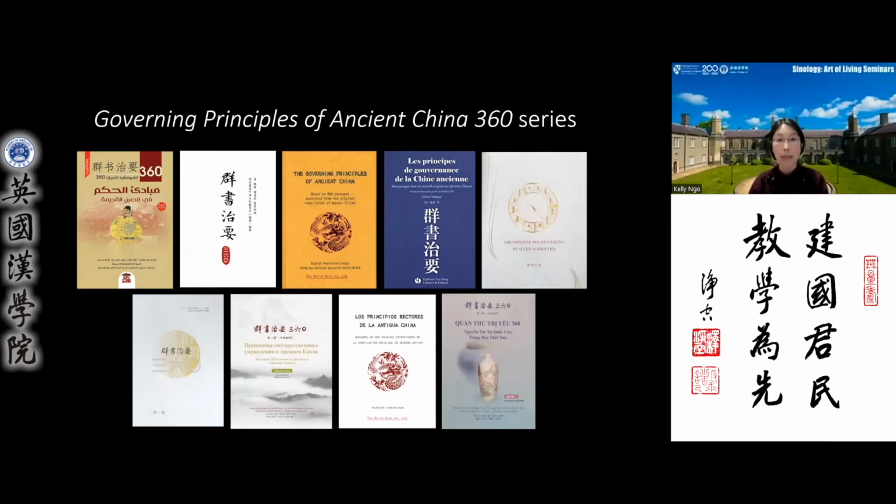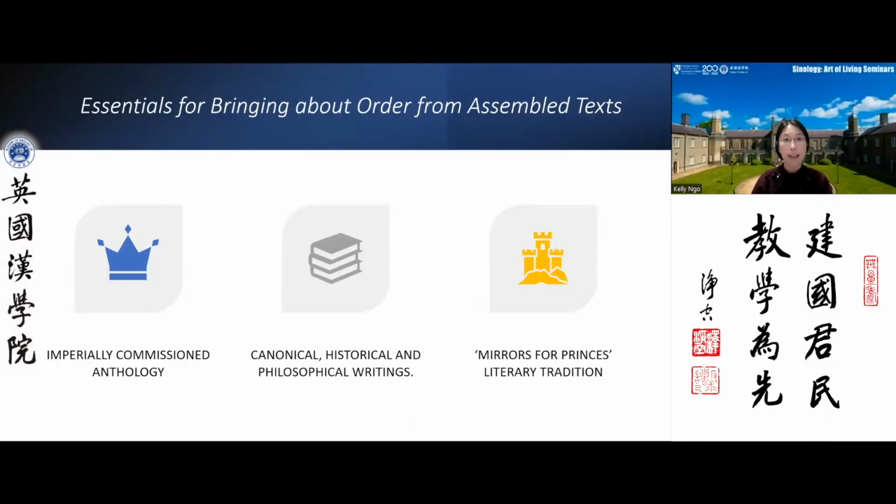So instead of focusing on the content of the Essentials, I'm going to talk a little bit about the text, introducing the text and its historical background, so we can have some idea of how it came to be compiled and what's so special or significant about this compilation.